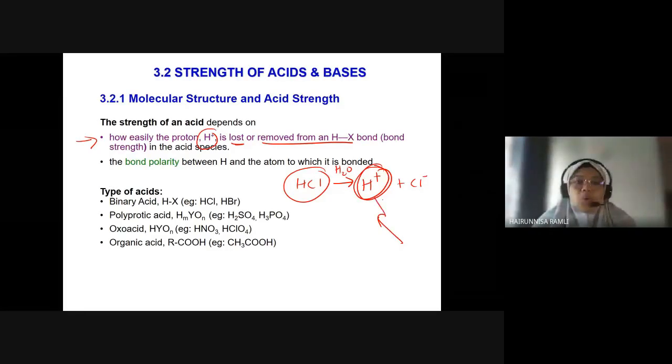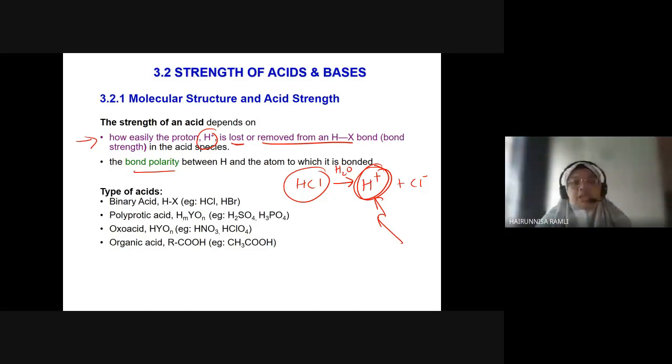Because you will get H+ quickly, that's constant. Okay, so this is the meaning of the first sentence. And then the strength of an acid also depends on the bond polarity. Okay, you have to refer back to what you learned in chemical bonding, chapter 3 last semester. Bond polarity means the more polar it is, the stronger the acid actually is.